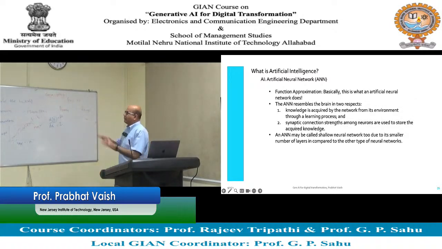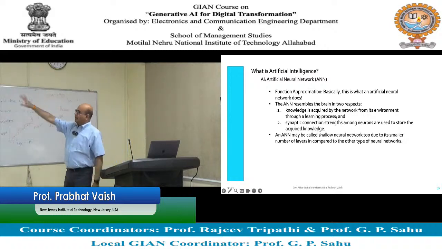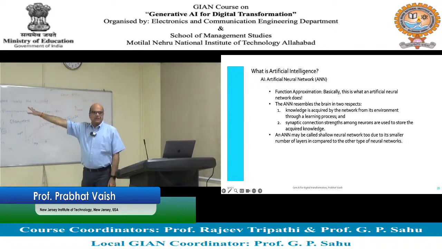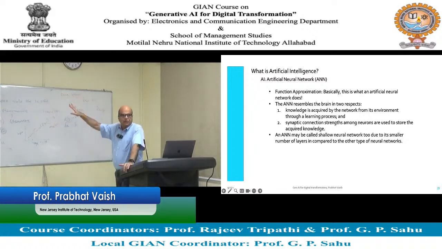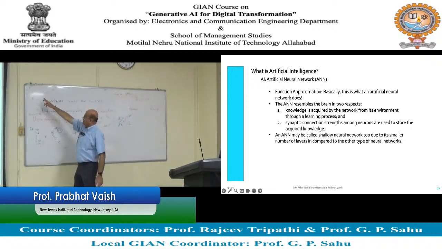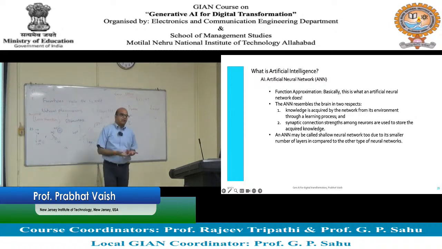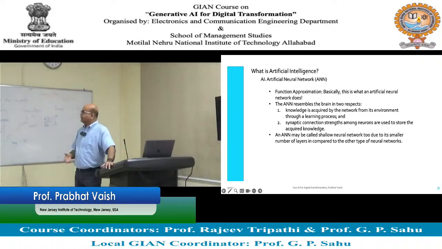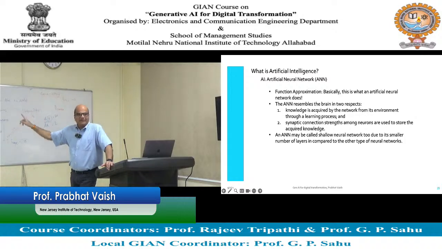I think I may have already said all of these things. It's always a function approximation. That's what the artificial neural network does. What you're trying to do is to learn how the brain is functioning, and you're trying to mimic that. Knowledge is acquired from the environment through a learning process. That's what we are doing in supervised learning. We'll give it examples. We know the right answer, and we'll see if the model is predicting the right answer or not. The connection strengths among neurons are used to store the acquired knowledge. I have not touched upon this yet, but we will talk about that next.